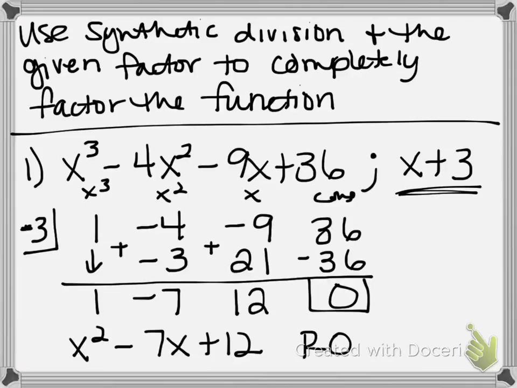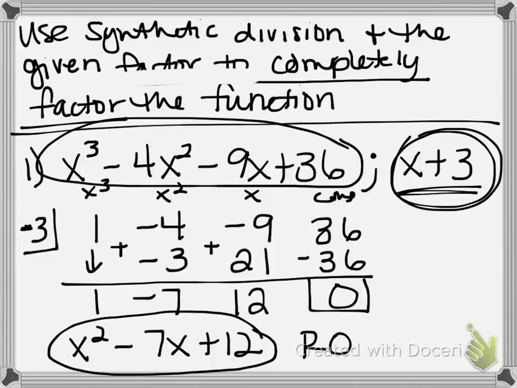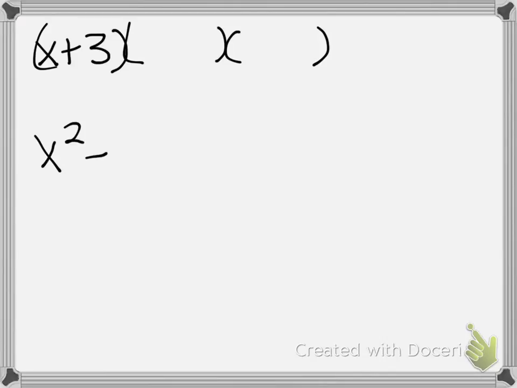Now, I don't really need that remainder of 0 because what the question's asking, they want you to factor completely. So they need you to completely factor this function. Okay? Well, here's one of your binomials, but now I need to factor this. So I have my x plus 3. That's one of them. I should end up with 2 other binomials. And in order to find those 2 other binomials, I have to factor this.